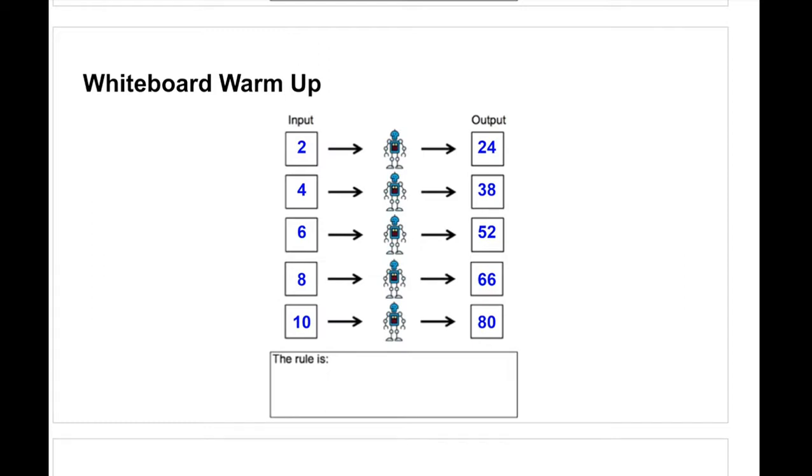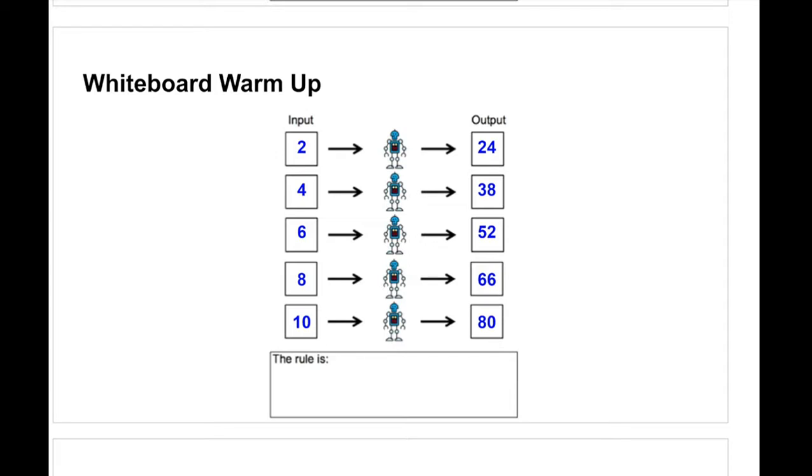Lastly, we have another example. 2 becomes 24. 4 becomes 38. 6 becomes 52. 8 becomes 66. And 10 becomes 80. So right off the bat, you might say, oh, 10 and 80, I saw that before. Multiply by 8. Well, 2 times 8 is not 24. 2 times 8 is 16. So we know multiply by 8 isn't the rule.